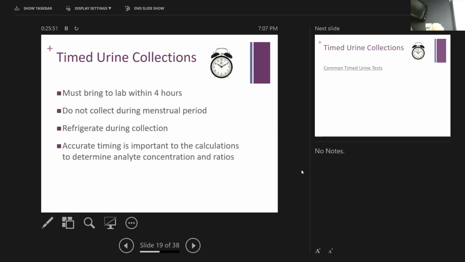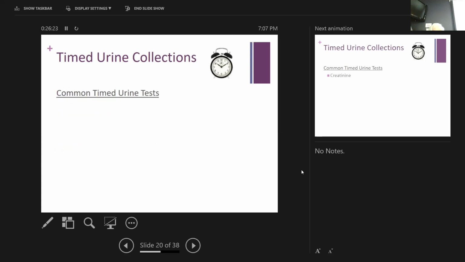Then you need to get it to the lab as quickly as possible. Some usual precautions: obviously, you're not going to do this when you're menstruating. You're going to have blood all over the place. Make sure that you put a time for each urination.